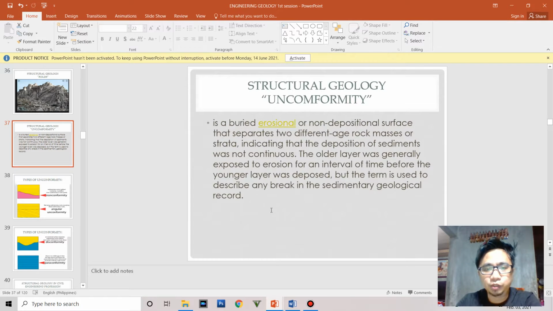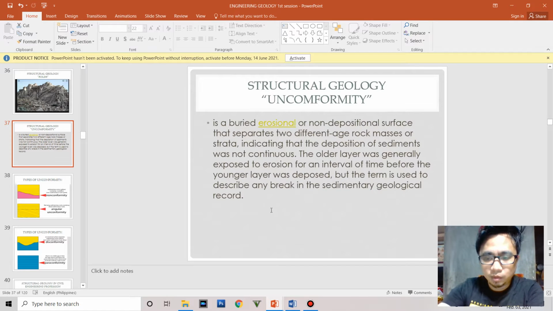As part of structural geology, there is also unconformity. So aside from the faults, today we are going to discuss another structural geology topic. We have the unconformity. It is a buried erosional or non-depositional surface that separates two different age rock masses or strata, indicating that the deposition of sediments was not continuous. The older layer was generally exposed to erosion for an interval of time before the younger layer was deposited, but the term is used to describe any break in the sedimentary geological record.